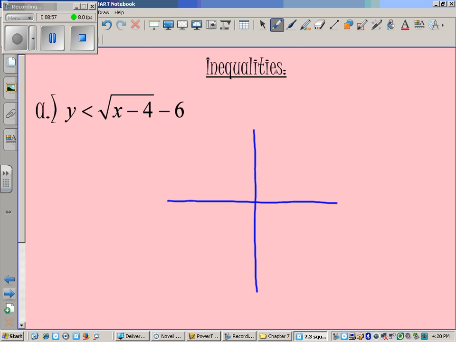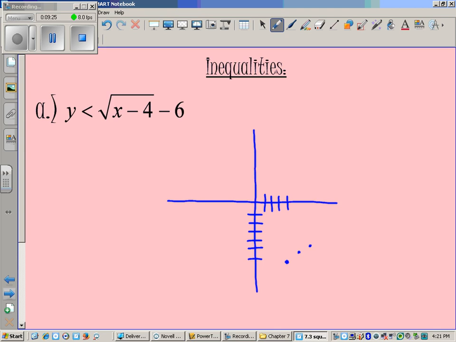On this graph, where am I going to start? Well, I have a negative 4 on the inside. How does that mean I'm going to move? Positive 4? To the right? The negative 6 in the back tells me I'm going to move down 6. 1, 2, 3, 4, 5, 6. So my breadstick's going to start there. What's the slope of this graph? Positive 1, right? From the front, there's an invisible 1 there. So I'm going to go up 1, over 1, up 1, over 1.